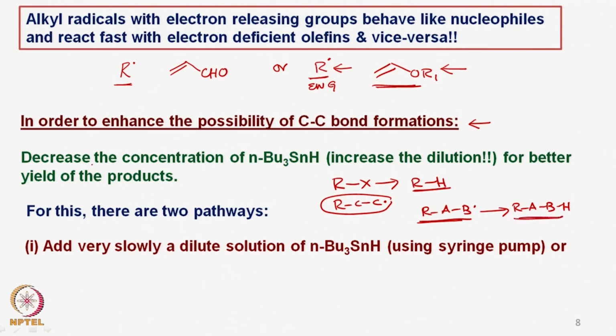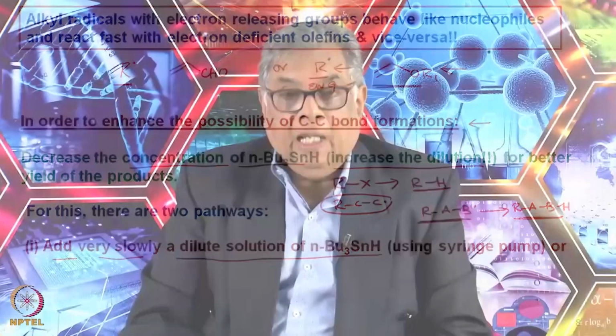For that you have to decrease the concentration of tributyltinhydride. That means in the solution of the reaction you increase the dilution. If we increase the dilution, the concentration of tributyltinhydride has decreased. Now for this there are two pathways. One is to add very slowly a dilute solution of tributyltinhydride. That means at a particular time the amount of tributyltinhydride present in the reaction should be as less as possible, and this is done using a syringe pump.